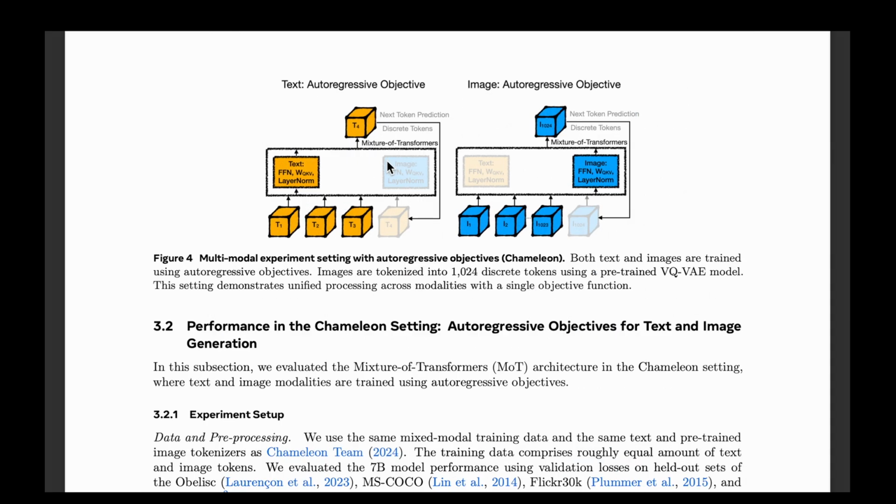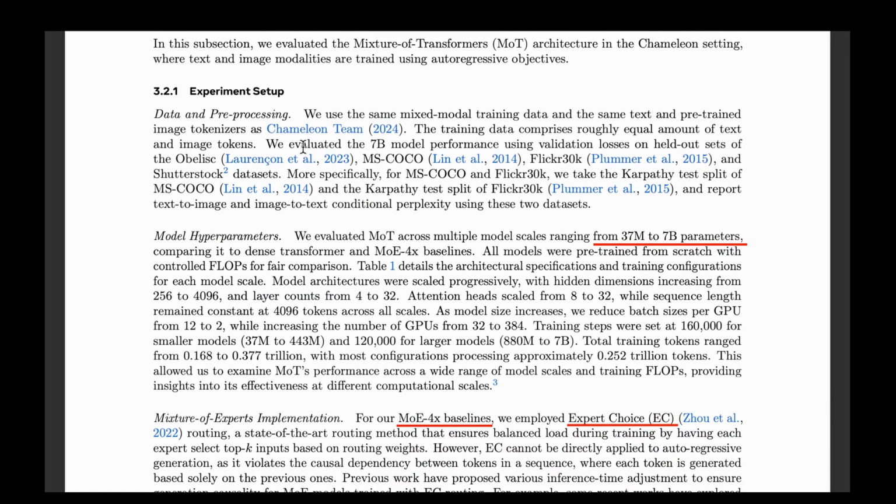So this is the diagram for the autoregressive objective. We have the text sequence, and we also get the images as a sequence using the variational autoencoder tokens. For each of the output tokens that we get, we try to predict the next token, and we match it with the actual next token. And that's how we train with the autoregressive loss. And that's the Chameleon setting.